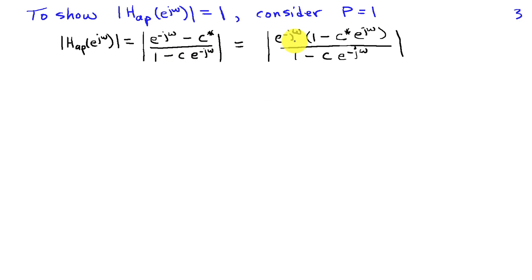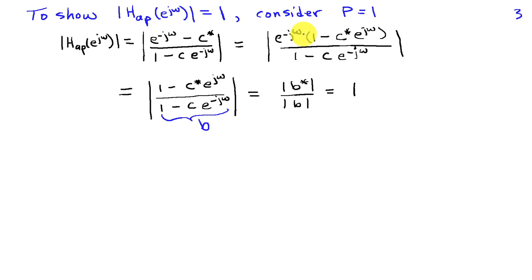Now in the numerator, I'm going to factor out the e to the minus j omega term, so I can write the numerator as e to the minus j omega times the quantity 1 minus c complex conjugate e to the plus j omega. Next, we'll recognize that we have a product here, and so the magnitude of a product is the product of the magnitudes, and this particular term, the e to the minus j omega term, is going to have magnitude of 1. So I can factor that out, and I'll write what's left as 1 minus c complex conjugate e to the j omega over 1 minus c e to the minus j omega.